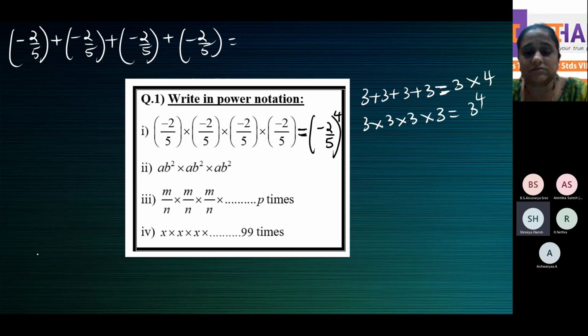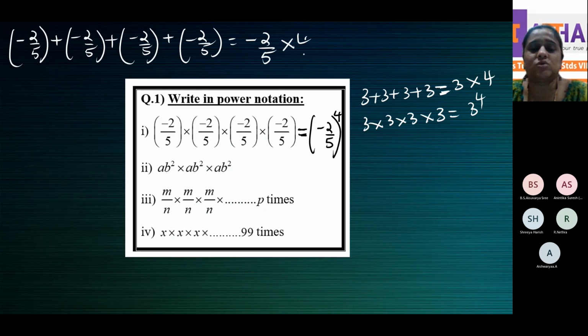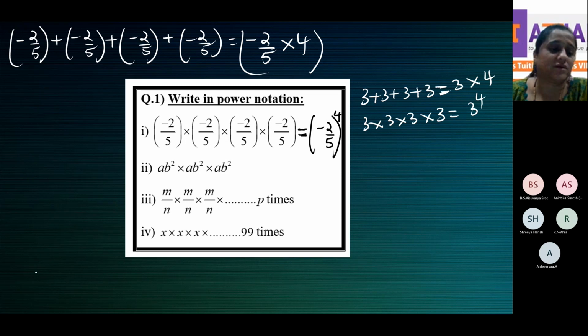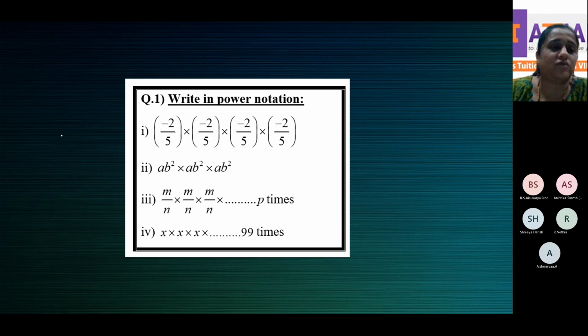Ma'am, can I answer? Yeah, tell me. Minus 2 by 5 into 4. That's it. Or 4 into minus 2 by 5. Both are fine. Minus 2 by 5 into 4. Yes or no, children? Yeah, ma'am. Repeated addition is multiplication. Repeated multiplication is written in the exponential form.